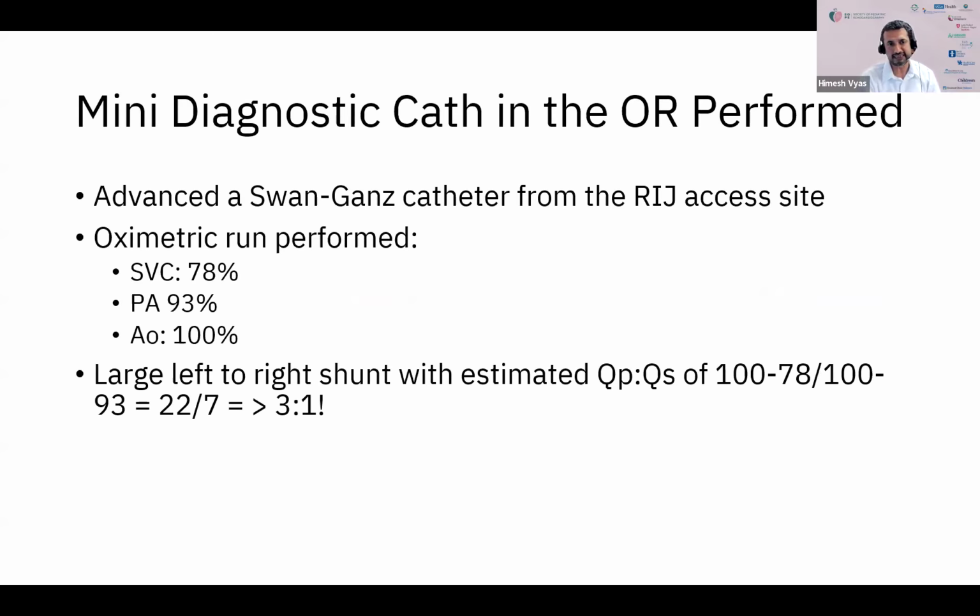We advanced a Swan-Ganz catheter from the access site in the right jugular vein and did a brief sat run. The SVC saturation, in the superior vena cava, was 78%. Step up to 93% in the pulmonary arteries. This is consistent with a large shunt, a QP to QS of over 3:1. So we just had to prove where this defect was.